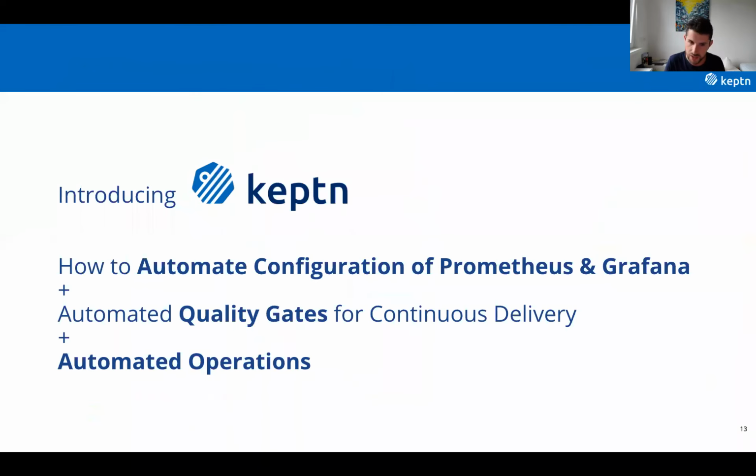So with this, I want to introduce this open source project. I've been working on it with a bigger team, of course, and it's how we think you can automate the configuration of Prometheus, Grafana, but also other tools. How you can use this also for automating the quality gates for continuous delivery, and also to automate parts of your operations.